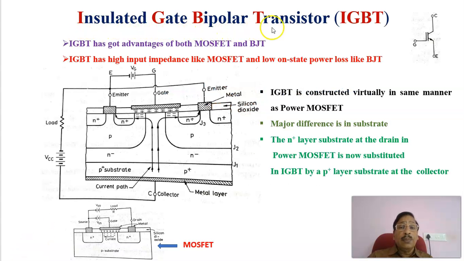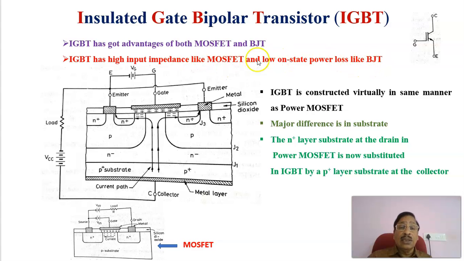Insulated gate bipolar transistor, or IGBT, has the advantages of both MOSFET and BJT. As you know, the switching loss is less for the MOSFET, but conduction loss is more. But in BJT, switching loss is more and conduction loss is relatively less. Therefore, IGBT has a high impedance like MOSFET and low on-state power loss like BJT.